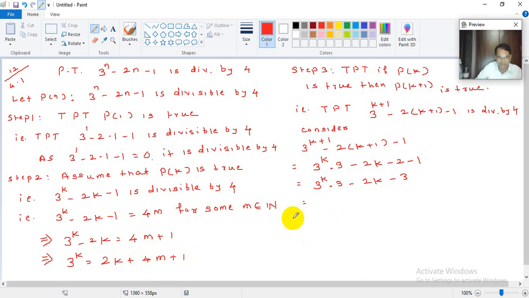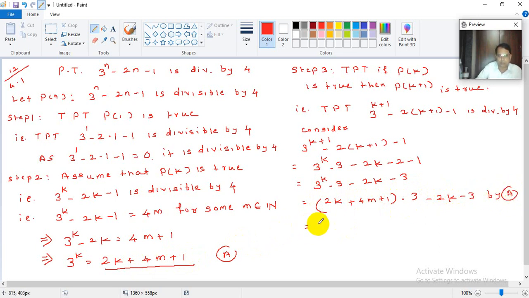म्हणजे मला तो इथे लिहिता येईल ना. 3 रेज टू k च्या ऐवजी मला ही क्वांटिटी टाकता येईल. मग ह्याला आपण ए म्हणूया. सो व्हॉट आय कॅन राईट इन प्लेस ऑफ 3 रेज टू k, आय कॅन सबस्टिट्यूट दिस व्हॅल्यू. सो आय कॅन गेट 2k प्लस 4m प्लस 1 इंटू 3. आता मग 3 रेज टू k च्या ऐवजी मी हे टाकणार आहे आणि -2k minus 3. Here I can say by a. Now what? So simplify this.